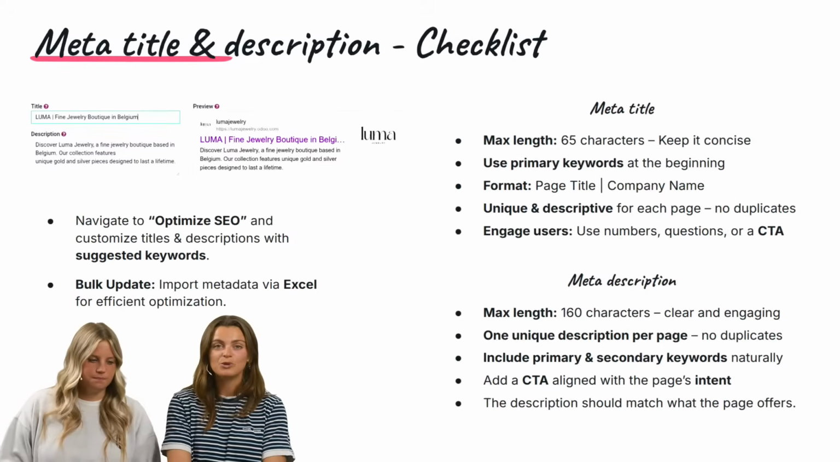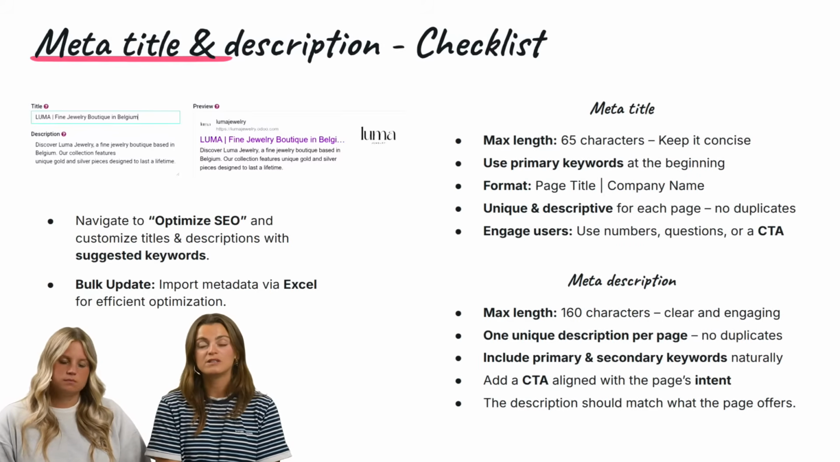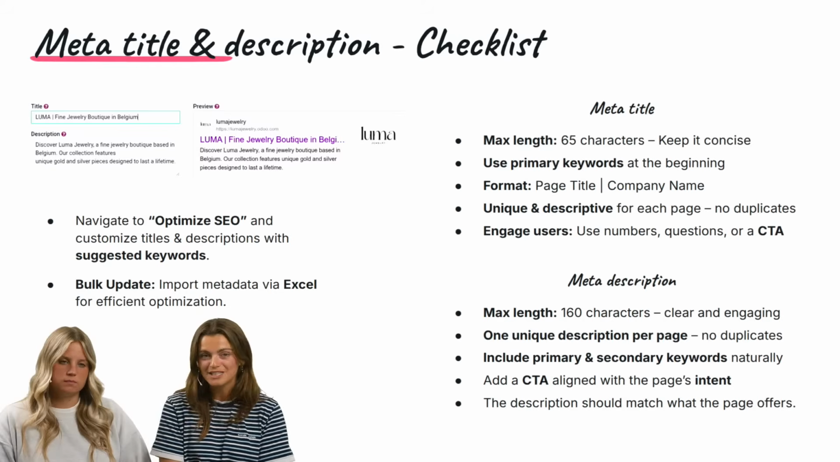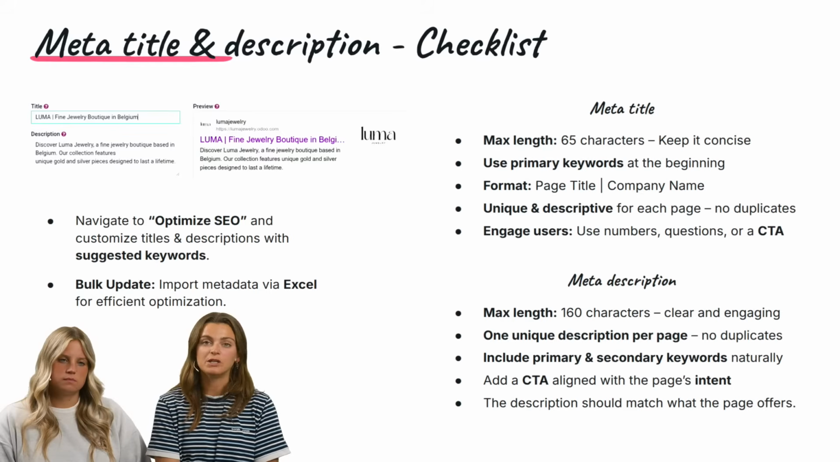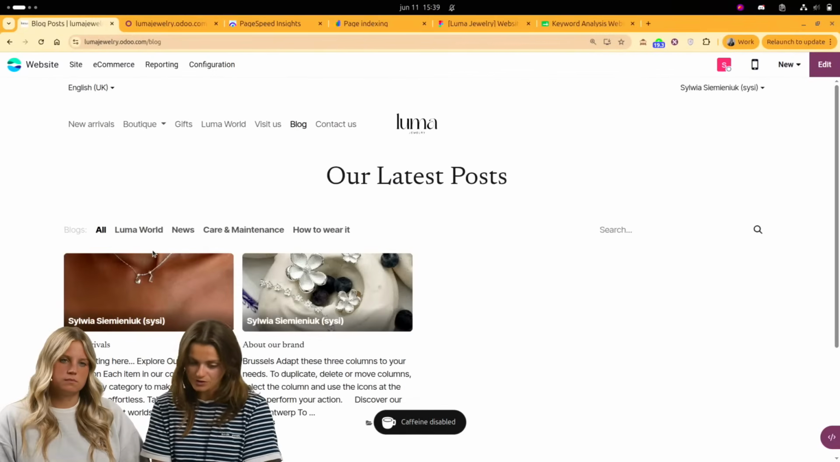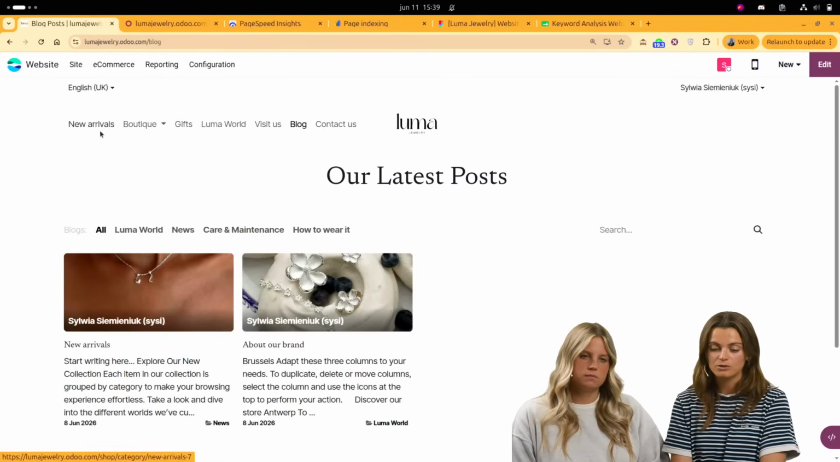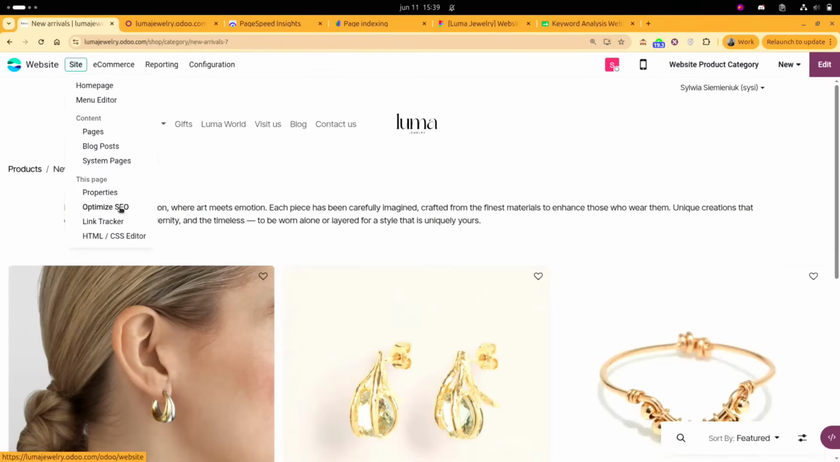So let's go into details about where and how to add those keywords within your content in Odoo. Here are some recommendations on how to write what is called the metadata, so meta title and meta description for one page. You need to do this work for every page of your website, from product to blog to static pages. In order to do that, let's say I'm going to do the new arrivals page. I need to go into Site, Optimize SEO.